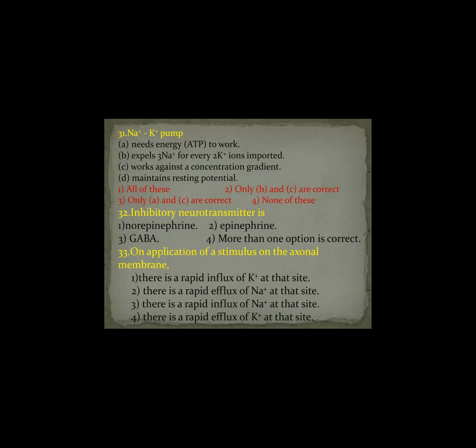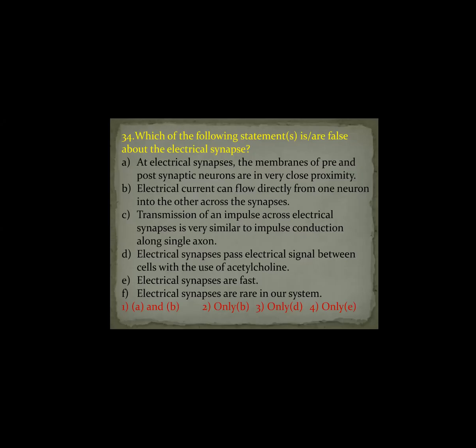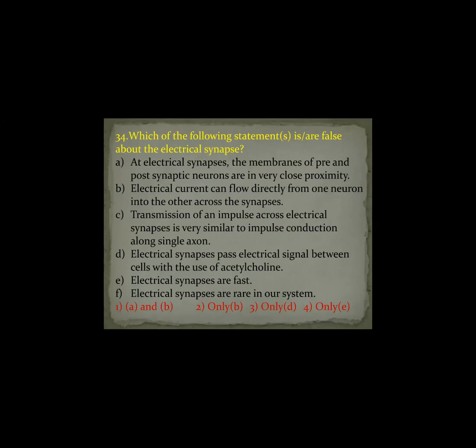Question number 34. Which of the following statements are false about electrical synapses? There are two types of synapses, chemical synapses and electrical synapses. Chemical synapses are more common in our system. Electrical synapses are very rare in our body.